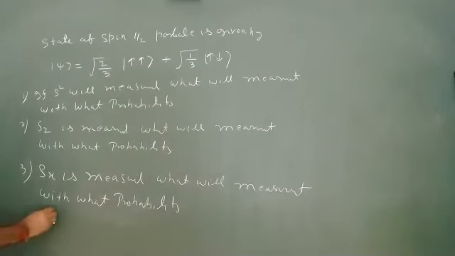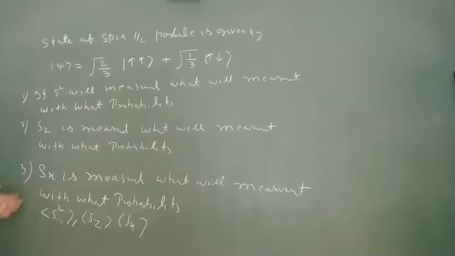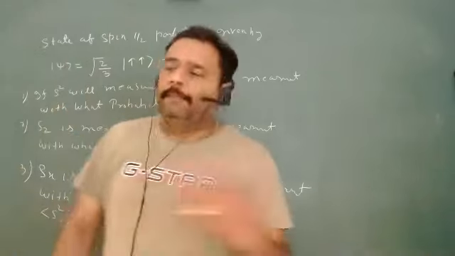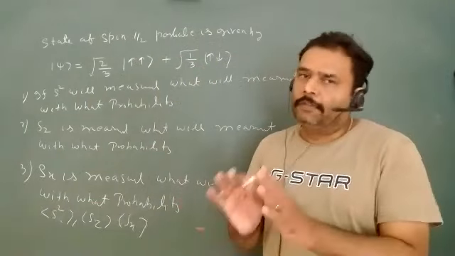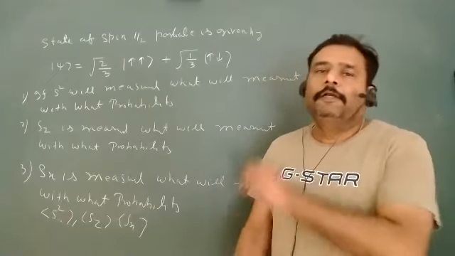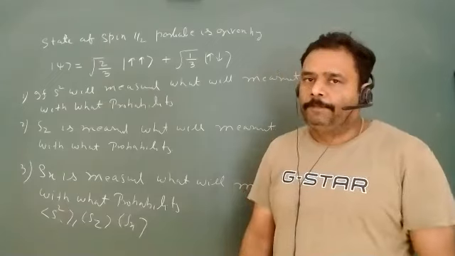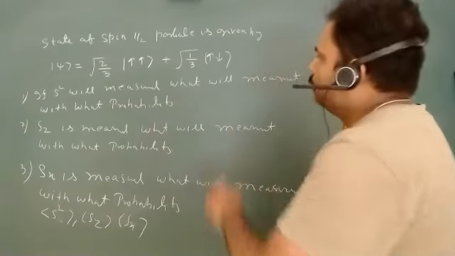And you have to calculate the expectation value of S squared, the expectation value of Sz, and the expectation value of Sx. If you calculate these three things, you can easily get them. Now you can do this problem in n number of ways, but I will give you the best way to do this spin problem. Always try to go with this method, and you will never do anything wrong.